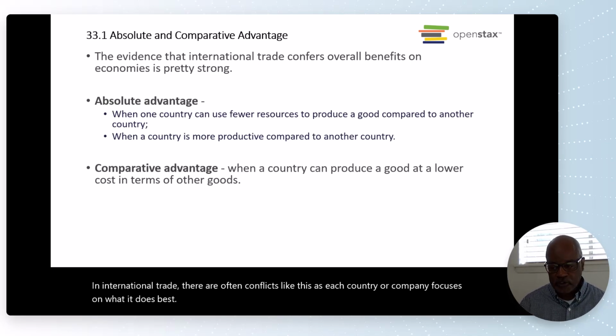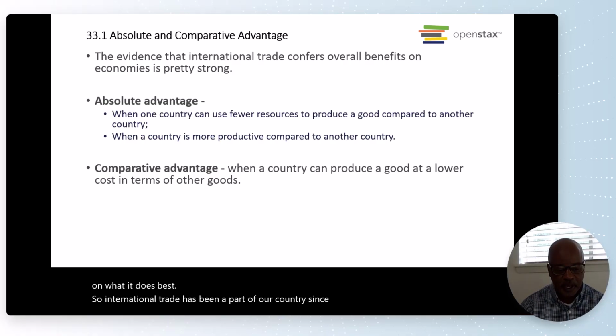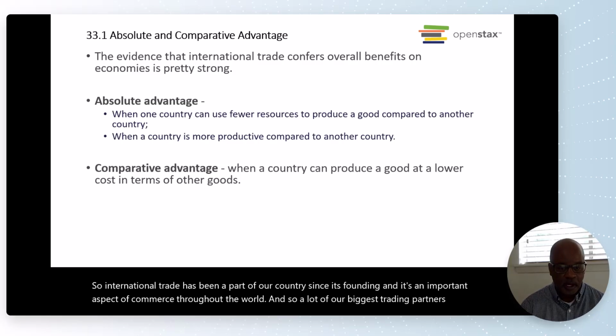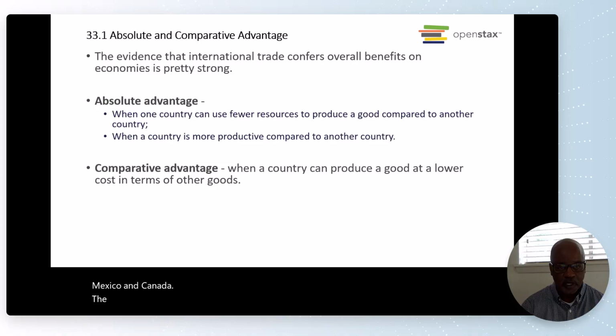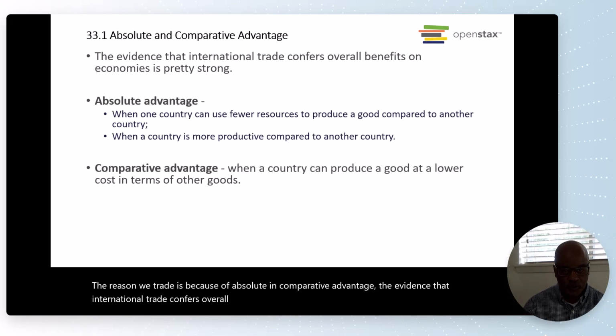So, international trade has been a part of our country since its founding, and it's an important aspect of commerce throughout the world. And so, a lot of our biggest trading partners are Mexico and Canada. The reason we trade is because of absolute and comparative advantage. The evidence that international trade confers overall benefits on economies is pretty strong.